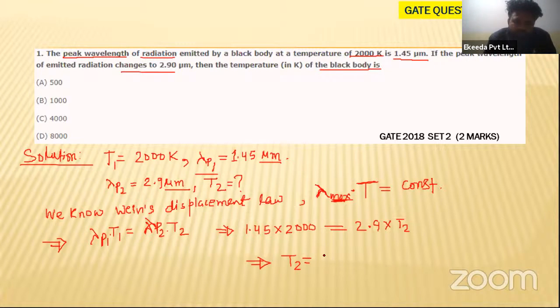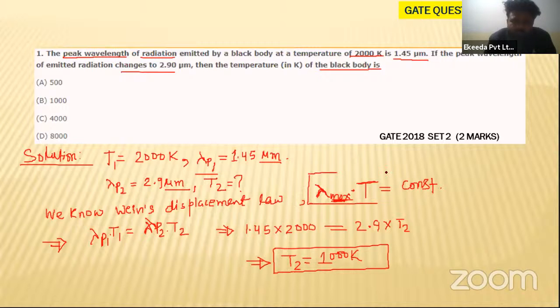So the value of T2 will come equal to 1000 Kelvin, right? 1000 Kelvin. So let us see. T2 we are getting as 1000 Kelvin. And I hope you have gone through the theoretical portion of Wien's displacement law. So this equation gives you Wien's displacement law. Okay. Now let us move on to the second question.